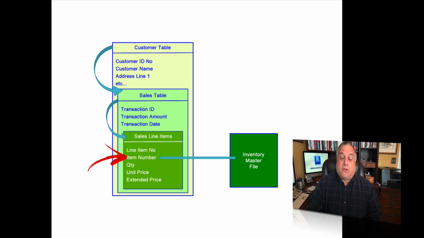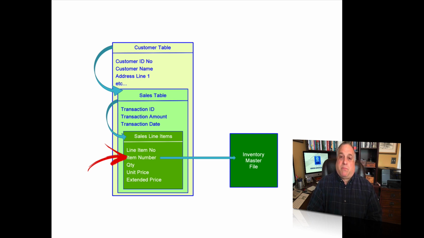This table relationship is reaching out to a table in a different stack or a different family, in this case the inventory or materials handling family. What this relationship represents is a customer bought something. That purchase was recorded on the invoice in the sales table.